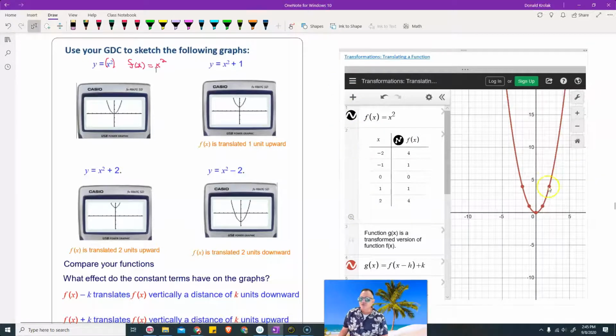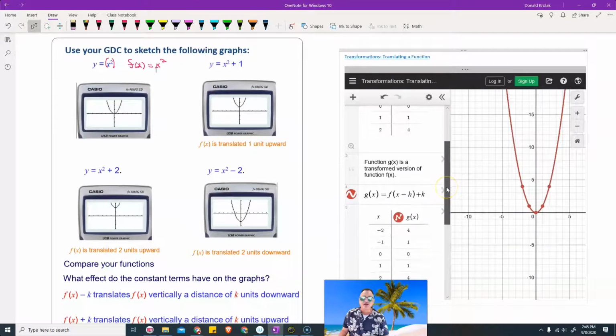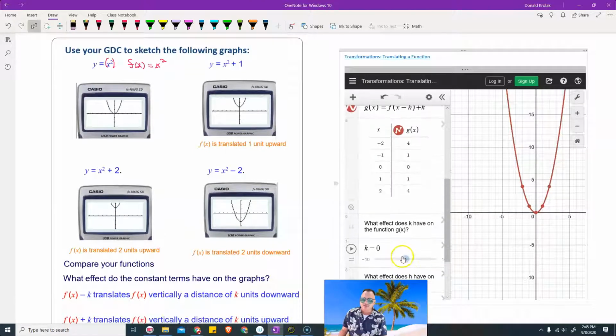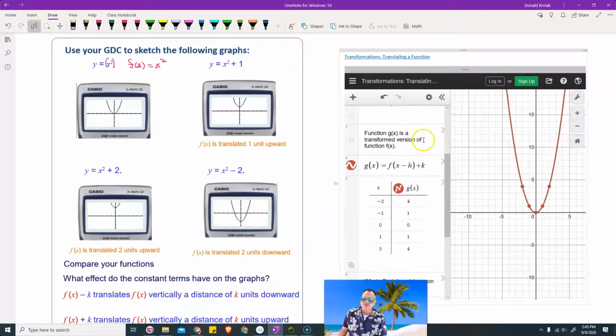All right, now I've got two graphs on here. One is black, one is red. You can't see the difference because they're right on top of each other. Okay, what I'm going to do is add something to the output of this graph. And what that means over here is, see where the variable k is? That is adding or subtracting something to the output. H is adding or subtracting something from the input. And right now I have h set on 0. So all I'm going to do is just move this k value.